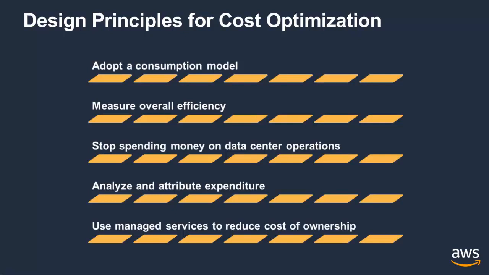The cloud enables you to do things like tagging, cost allocation tagging, so you can analyze and attribute your expenditure. A lot of times on premises, the entire data center is one big cost center, and it's very difficult to track who's spending what money on what within that data center. With the cloud, you can get reports that attribute exactly what applications are using which services and how much they're spending on it.